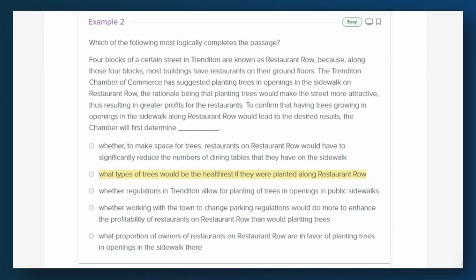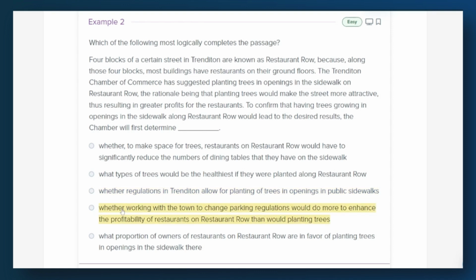The chamber will first determine what types of trees would be the healthiest if they were planted along Restaurant Row. This one doesn't act in service of the chamber's stated goal, so it wouldn't be the first thing they needed to determine here. C. The chamber will first determine whether regulations in Trindeton allow for planting of trees in openings in public sidewalks. Again, this isn't directly tied to the desired result, so it's not going to be the first thing the chamber tries to determine. It might be a thing they determine eventually, but it isn't top of the list.